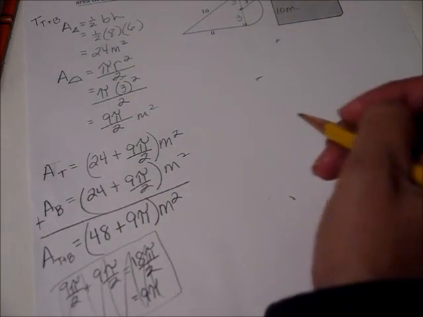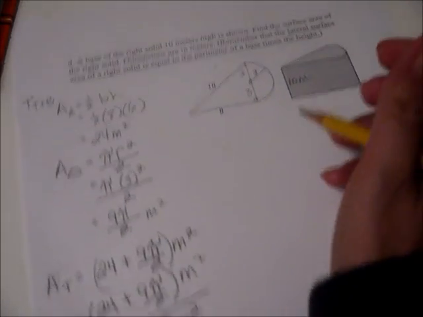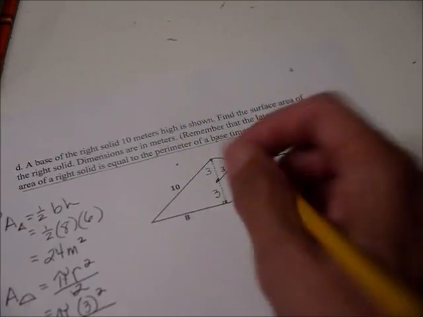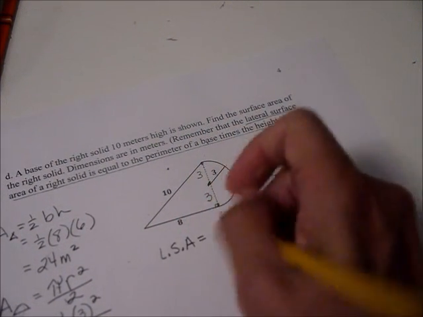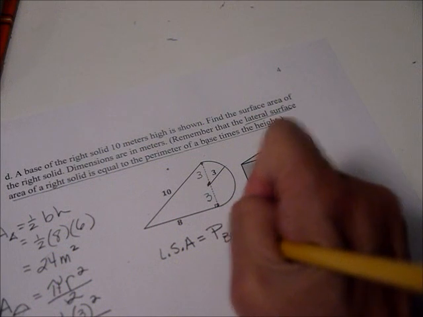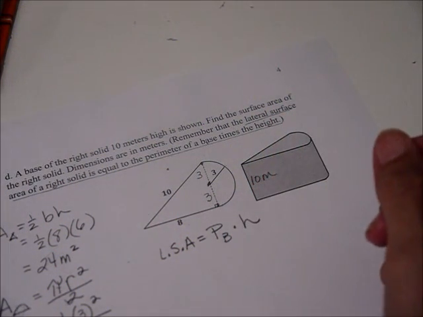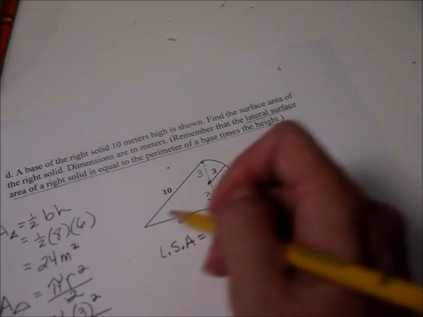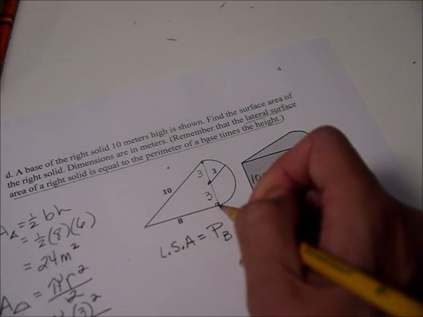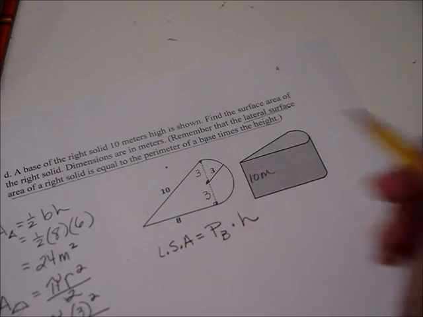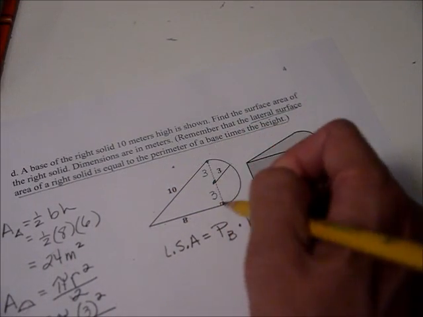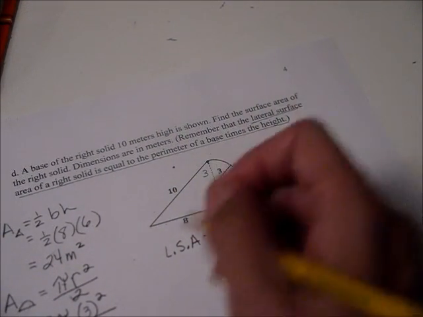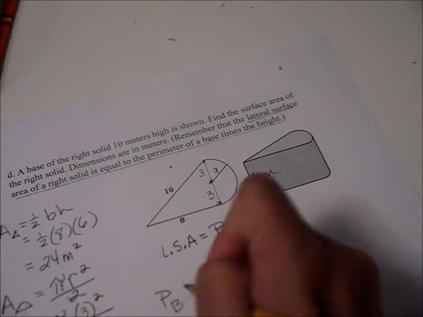So we've only got top and bottom. We've not done lateral surface area, okay? Remember, lateral surface area equals perimeter of the base times height. Perimeter of our base, though, is from here to here, half a circle to here. So that's a little irritating, right? It's 10 plus 8 plus whatever half the circle is. So let's go ahead and do perimeter of the base.